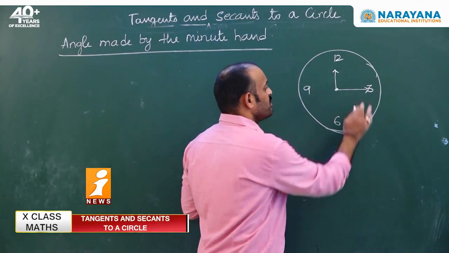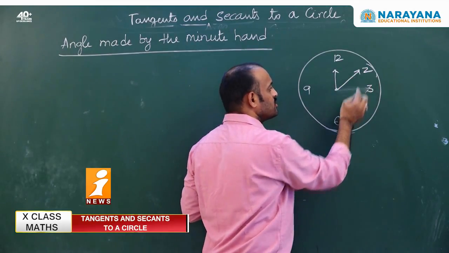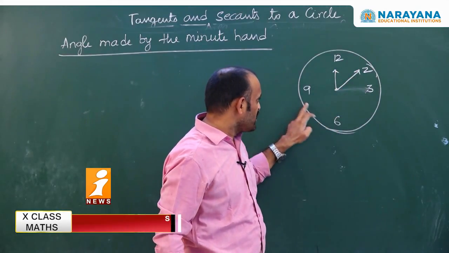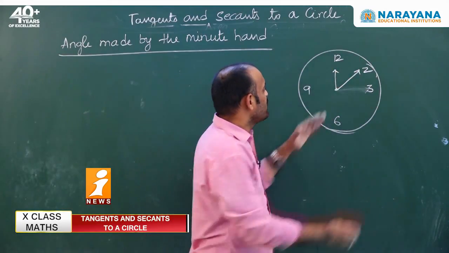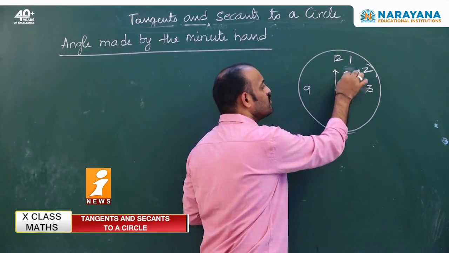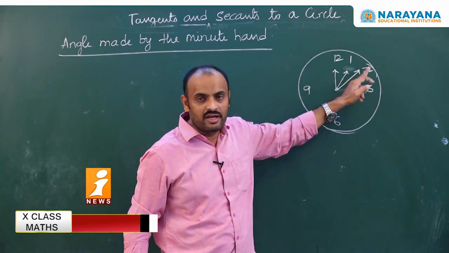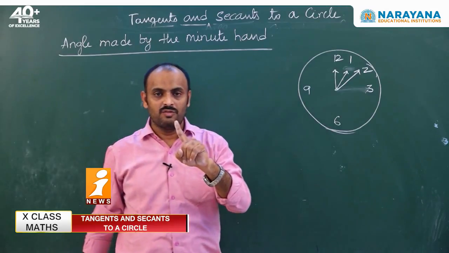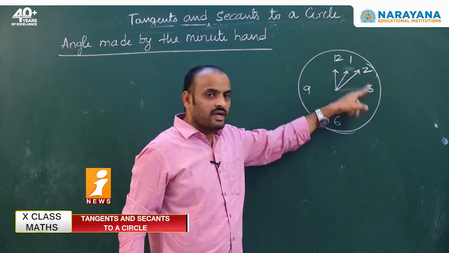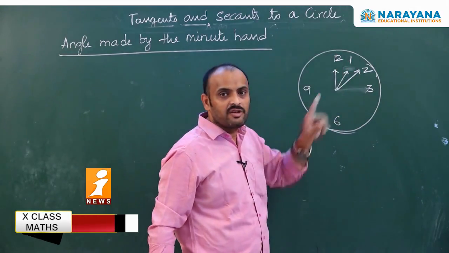For example, the minute hand starts at 12. By the time it completes one rotation, the hour hand will move to 1. That means one complete rotation of the minute hand makes 1 hour.